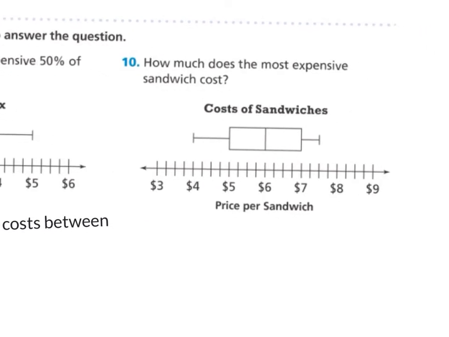How much does the most expensive sandwich cost? So the most expensive sandwich looks like it would be what? $7.50. Good. Now here's the marks here. Maybe a little hard to tell exactly what's what, but there's that point. That looks like the 7 and the 8 there, so we're halfway between.